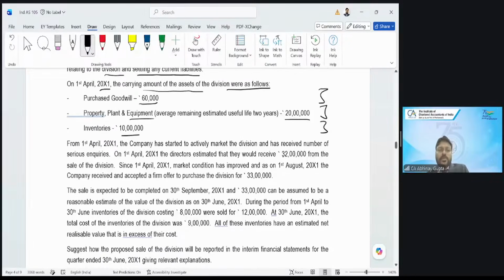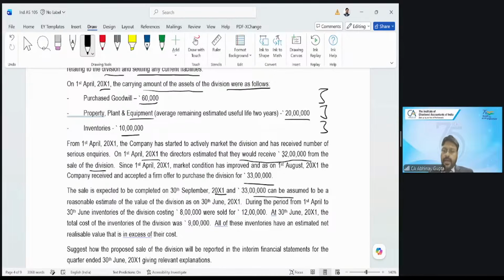From 1st of April 2001, the company started to actively market the division and received a number of serious inquiries. On 1st of April 2001, the directors estimated that they would receive 32 lakhs from the sale of the division, right? So they are expecting 32 lakh to be received. Since 1st April, the market condition has improved. On 1st of August, the company received and accepted a firm offer to purchase the division at 33 lakhs. So there is an offer made by one of the buyers which the company has accepted, right? The sale is expected to be completed by 30th September 2001.